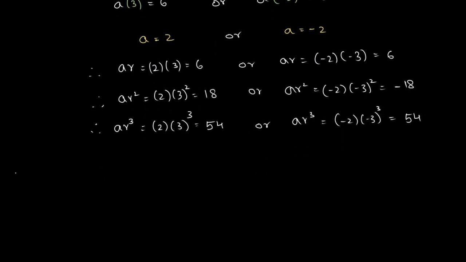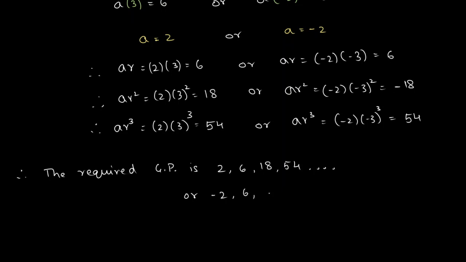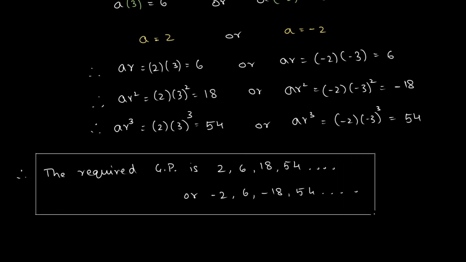So let's write down our final answer. Therefore, the required geometric progression is either 2, 6, 18, 54, and so on, or negative 2, 6, negative 18, 54, and so on. Both of these progressions satisfy the given condition, and this is our final answer.